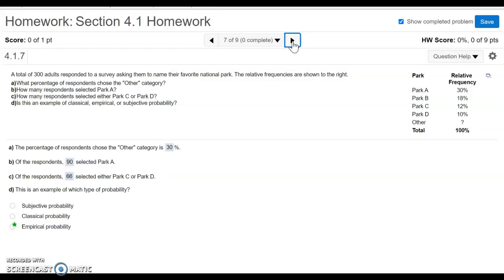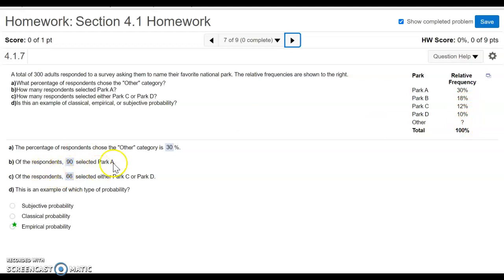Let's look at this one. Here we have 300 adults who responded to a survey asking them to name their favorite national park. So this is observation. This is empirical for sure because we're counting our results. What percentage of respondents chose the other category? Remember, they add up to 100%. So 30, 48, 60, 70, so this would have to be 30.